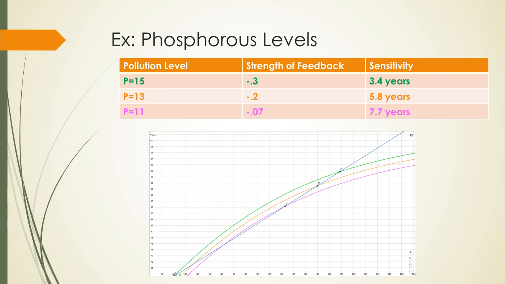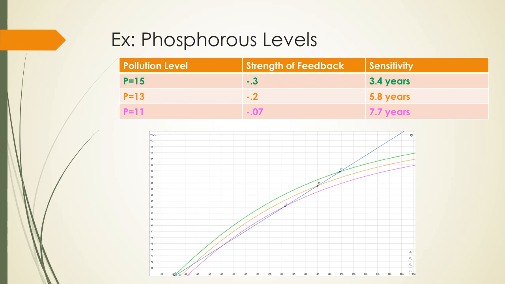Recall that the strength of the feedback is a measure of how much the flow rate changes for a small change in the stock. In this plot, notice that as you move from green to orange to magenta, the inflow curve gets closer to the outflow curve. This results in a net flow that is closer to zero, which is reflected in the strength getting smaller.